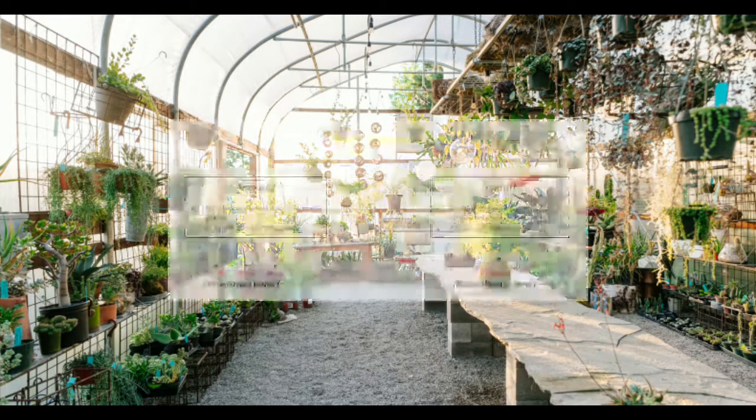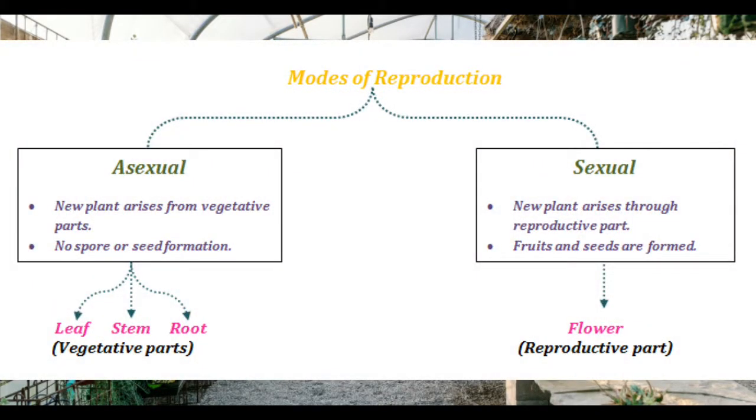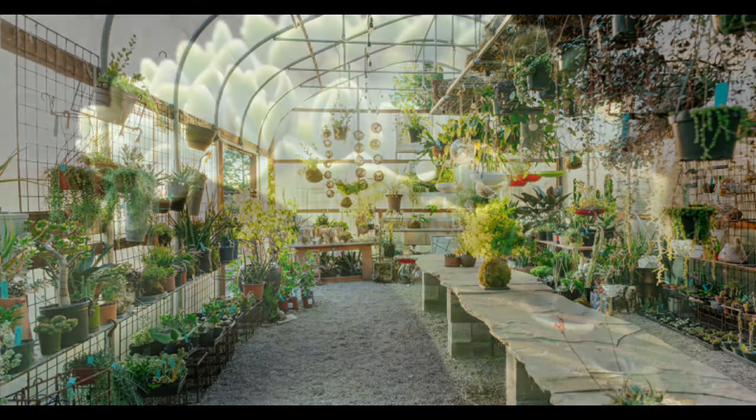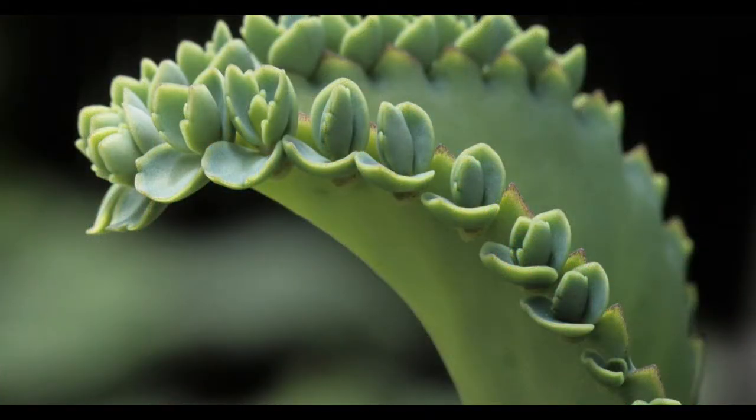There are different modes of reproduction in plants. These are categorized into two types, asexual and sexual reproduction. In asexual reproduction, plants can give rise to new plants without seeds, whereas in sexual reproduction, new plants are obtained from seeds. So first, we will discuss about asexual reproduction in plants.